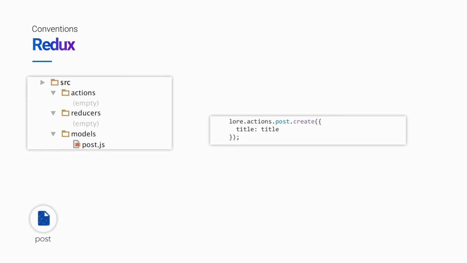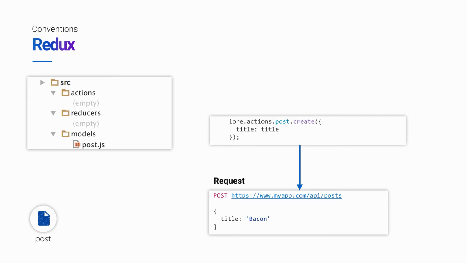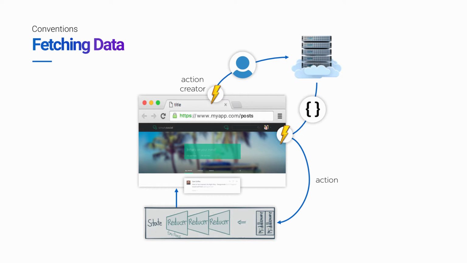post. When this action creator is called, Lore will automatically send out an AJAX request to the API server, the location for which you specify in your config settings, and pass along the parameters provided. So that helps with making server calls, but that's only a solution for half of the real problem.